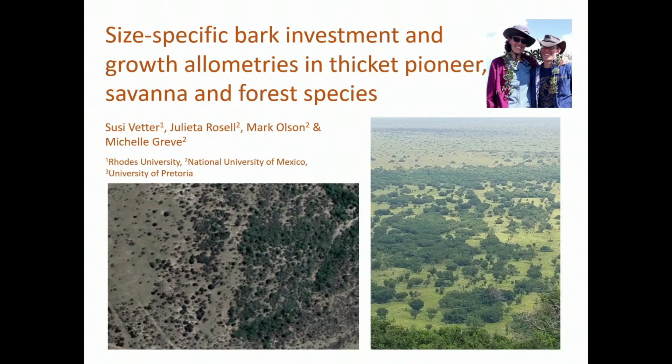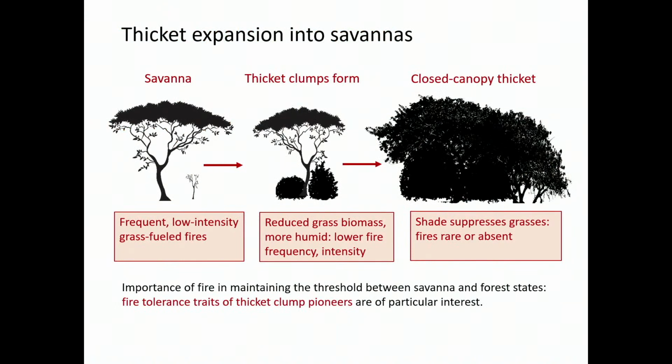So this is a project that came out of brewing up collaboration with Julieta Rosell and Mark Olson from Mexico that would somehow combine my interest in thicket clump formation in savannas and the traits of the species involved, and their fascination with bark and bark thickness. So I'm sure you're familiar with this process or have come across it. At previous Savanna Network meetings, there have been a couple of talks about it.